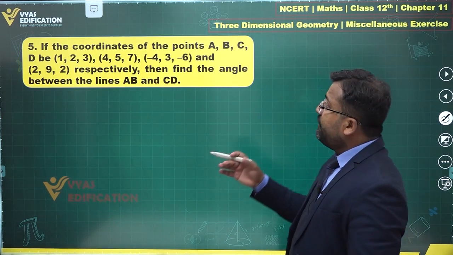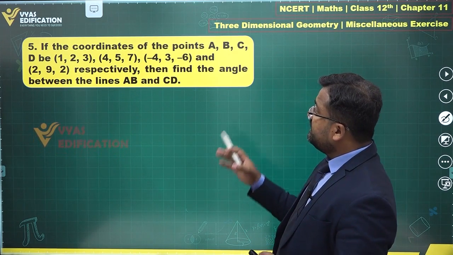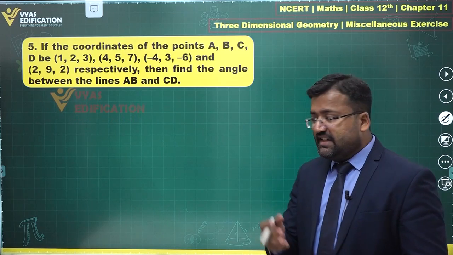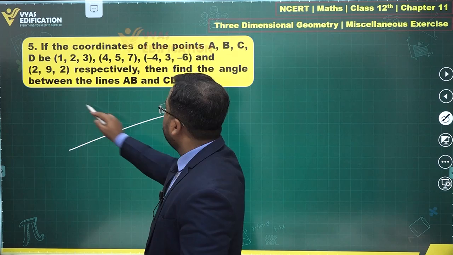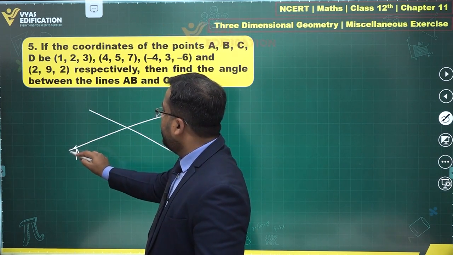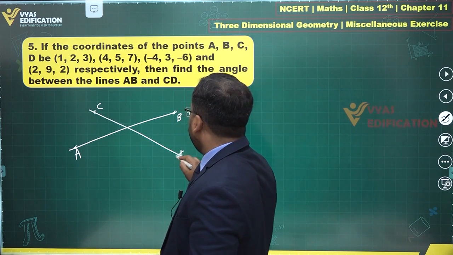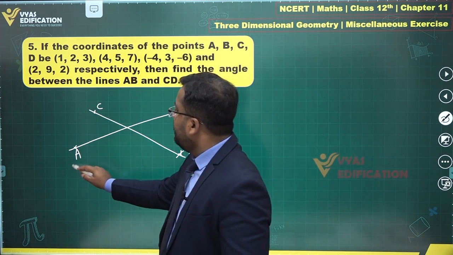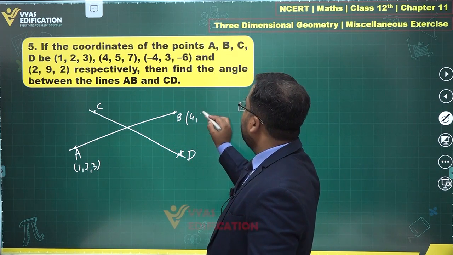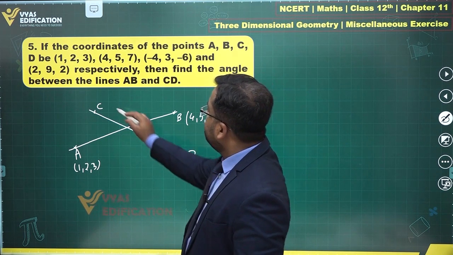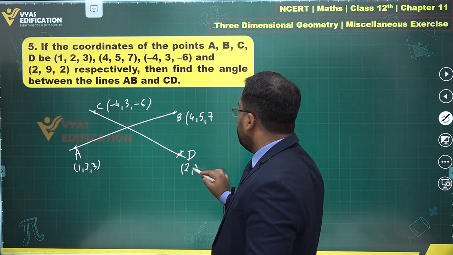Question number 5 says, find, if the coordinates of the points A, B, C, D be this and this respectively, find the angle between the lines AB and CD. Well, let's take a look at this. Lines AB and CD, okay. So let me mark point A, point B, point C, point D. Point A is (1, 2, 3), point B is (4, 5, 7), point C is (-4, 3, -6), point D is (2, 9, 2).